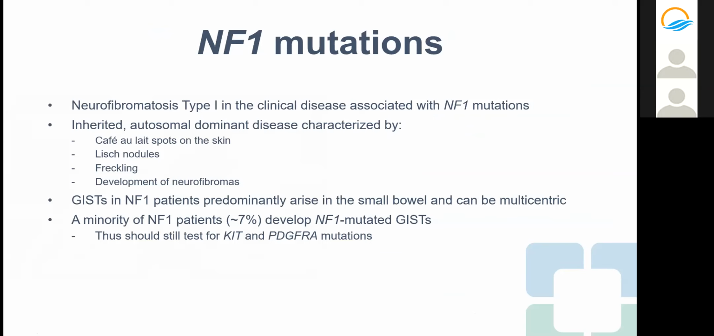Finally, we have NF1 mutated GISTs. These are very rare. NF1 or neurofibromatosis type 1 mutations are an inherited autosomal dominant condition that results in the clinical disease neurofibromatosis. Patients with NF1 will generally present clinically as having café au lait spots, which are sort of pale brown splotches on their skin, as well as Lisch nodules, which are dome-shaped gelatinous masses that develop on the surface of the iris of the eye, in addition to freckling of the skin, and then subsequent development of neurofibromas.